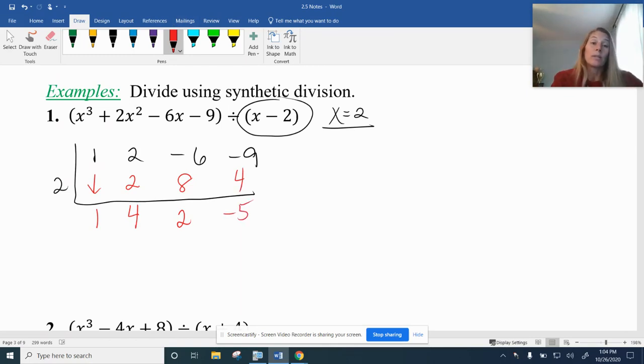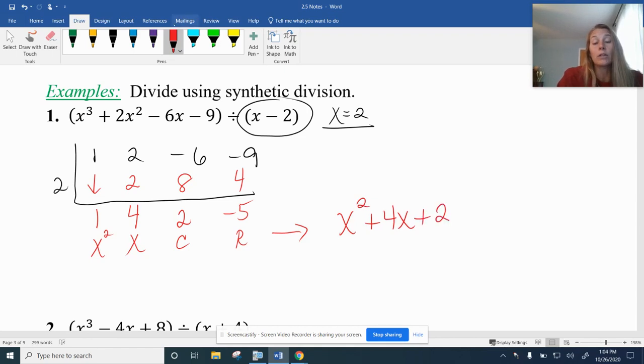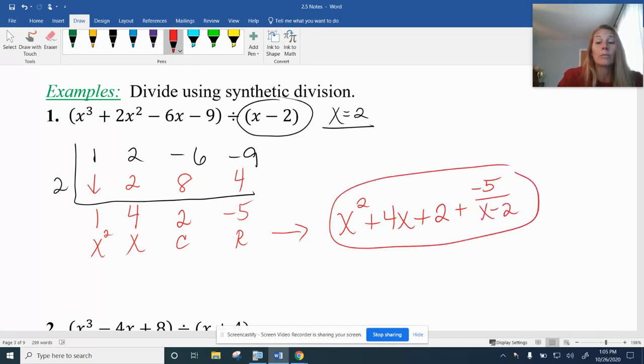Now, we're not just doing substitution, so we're not done. The -5 represents our remainder. The 2 would represent our constant. The 4 represents our x coefficient, and the 1 represents our x squared coefficient. So we would then write our answer as 1x squared plus 4x plus 2, and then plus my remainder, which is -5, over my original divisor, which was actually x minus 2.